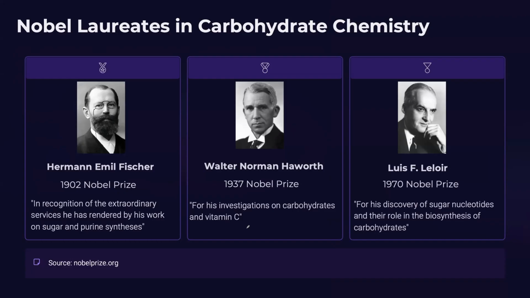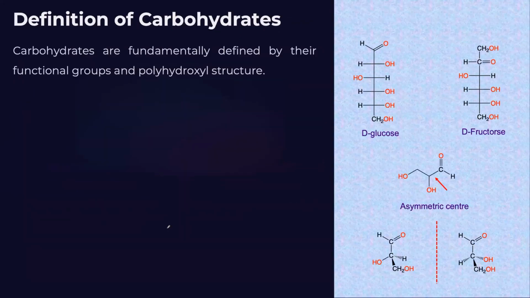And this is based on the work of several scientists. Some of the famous scientists who contributed to developing the structural understanding, chemical composition, and writing of chemical structures and notations are Emil Fischer, Walter Haworth, and Louis Leloir. All of them got a Nobel Prize for their contribution on various aspects of carbohydrate chemistry.